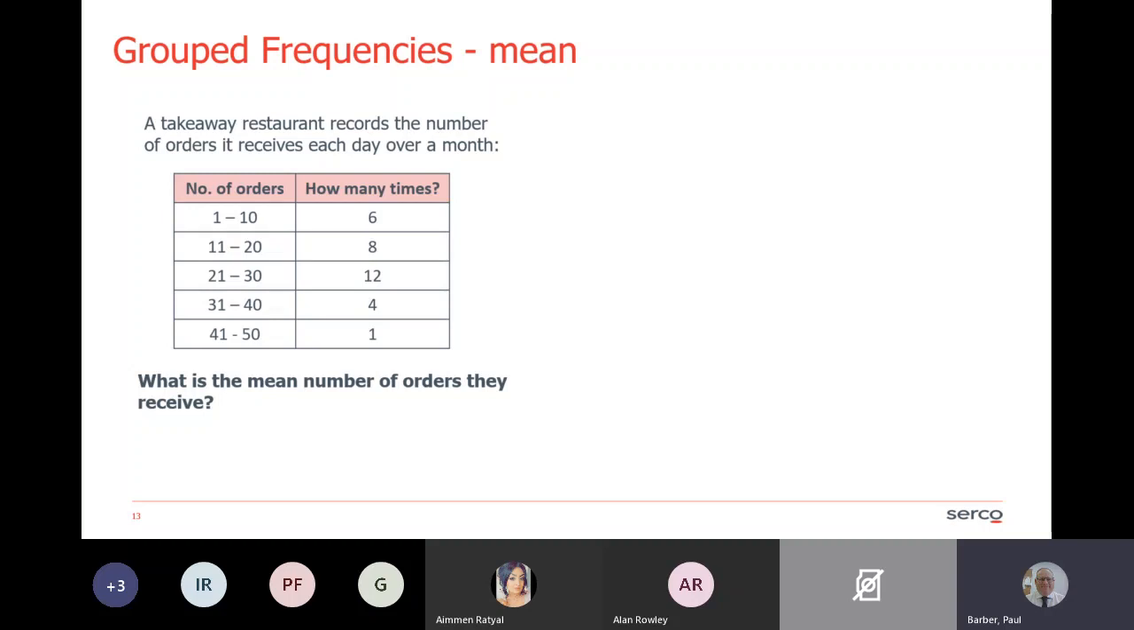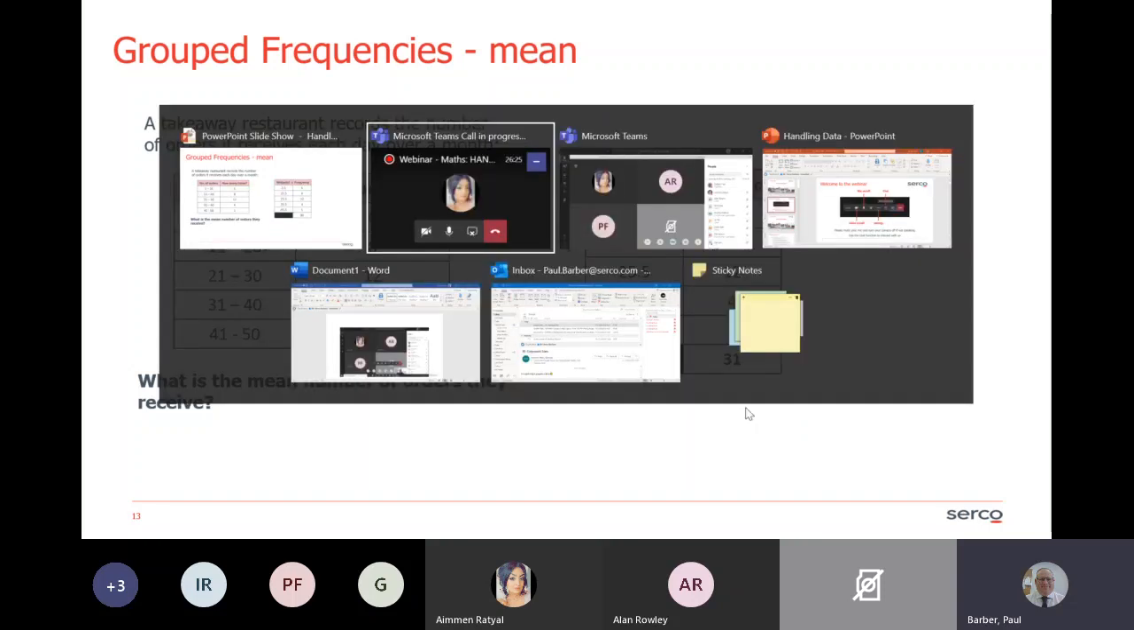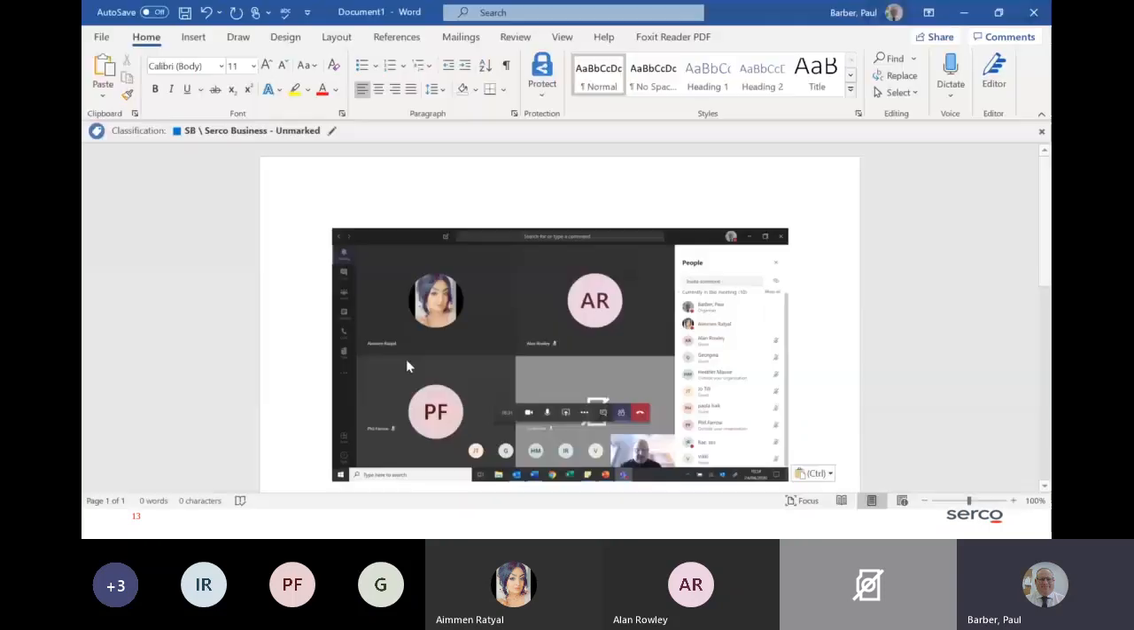So we don't know the actual number of orders. We know the categories or the grouped frequencies that they're in. The way we work out the mean for that is we need to work out the midpoint for each of those groups. So if we take 1 to 10, instinctively we might say that the midpoint is 5. It's actually 5.5. And if I can open a Word document to show you, let's get down here.